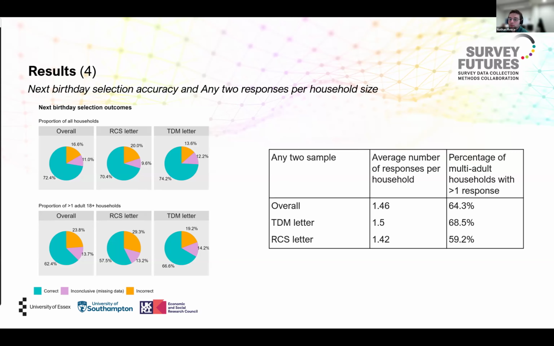So for next birthday, there was some better implementation, in terms of process, for the TDM letter group, and then we also found the same thing in NE2 in the sense that we more often got the second adult when the TDM letter was used. On average, we got 1.5 adults for the TDM letter and 1.42 adults in the RCS letter.